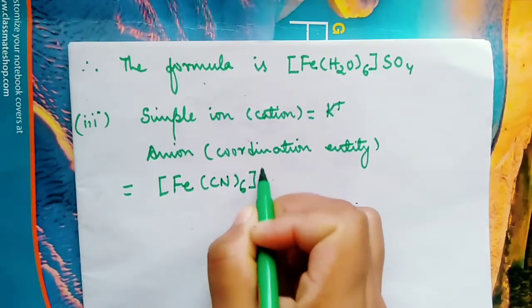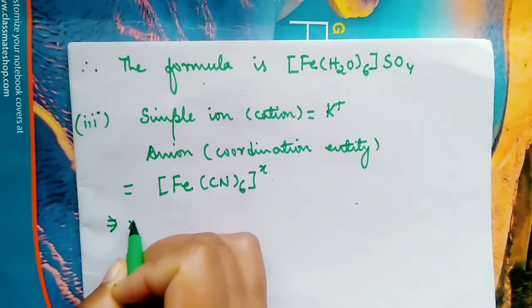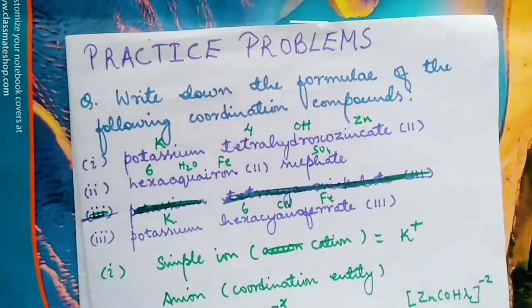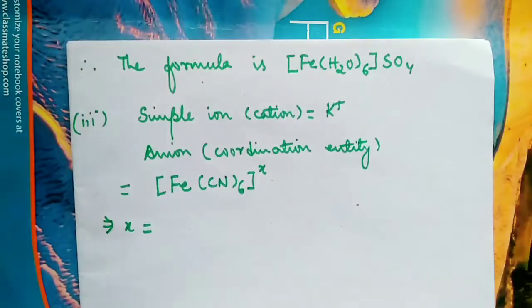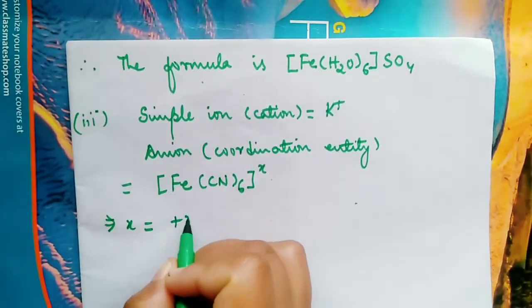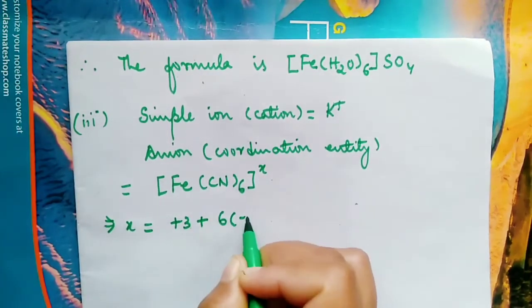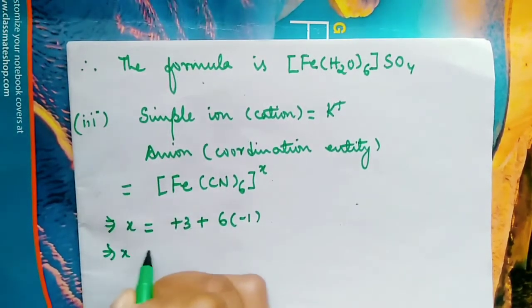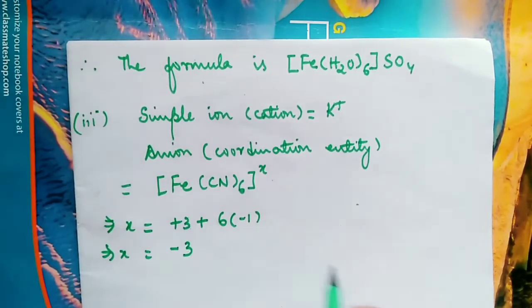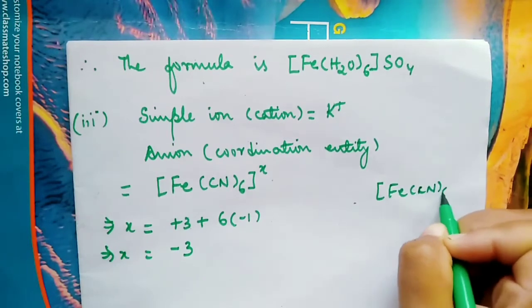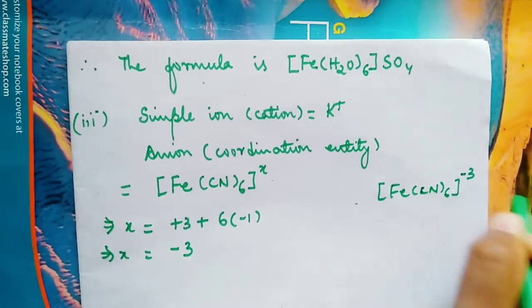Write first the central metal atom followed by the ligands. Okay, so we have here X. We want to know X. So what is the oxidation state of iron? From what they have given, it is +3, and then +6 into the charge carried by CN is -1, so we get our X to be what? -3.